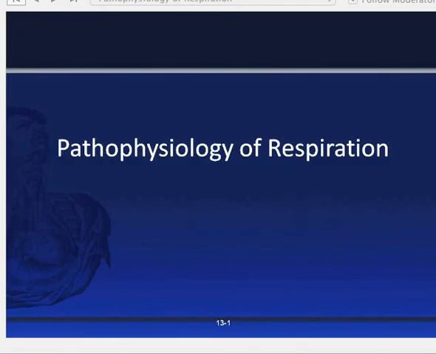Hello everyone, and welcome to Chapter 13, entitled Respiration. This is the second part in Chapter 13. This is the pathophysiology of respiration.